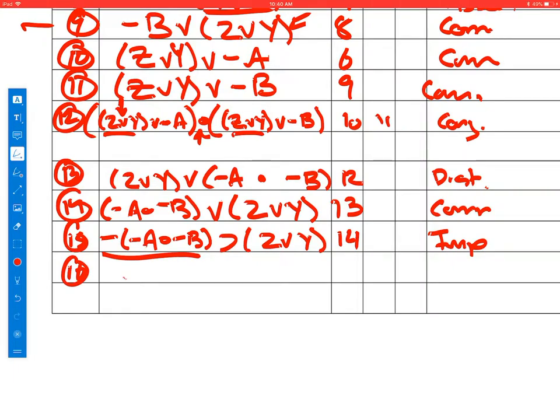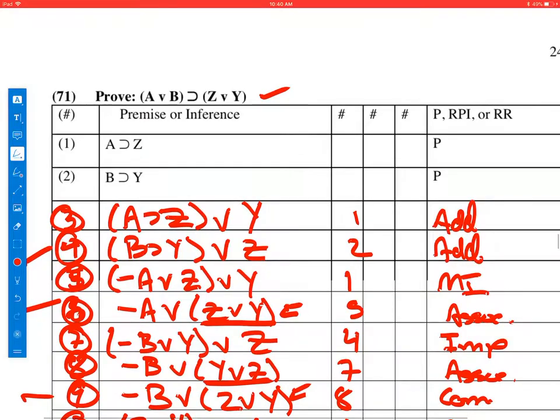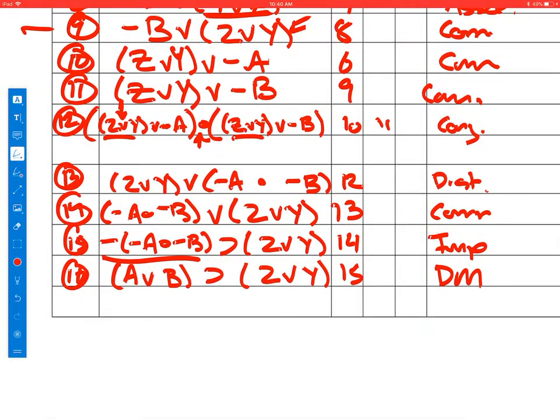And now let's do De Morgan's, that was 15, on the antecedent, and we get A or B, then Z or Y from 15 by De Morgan's, and let's see, A or B, then Z or Y, and we are done.